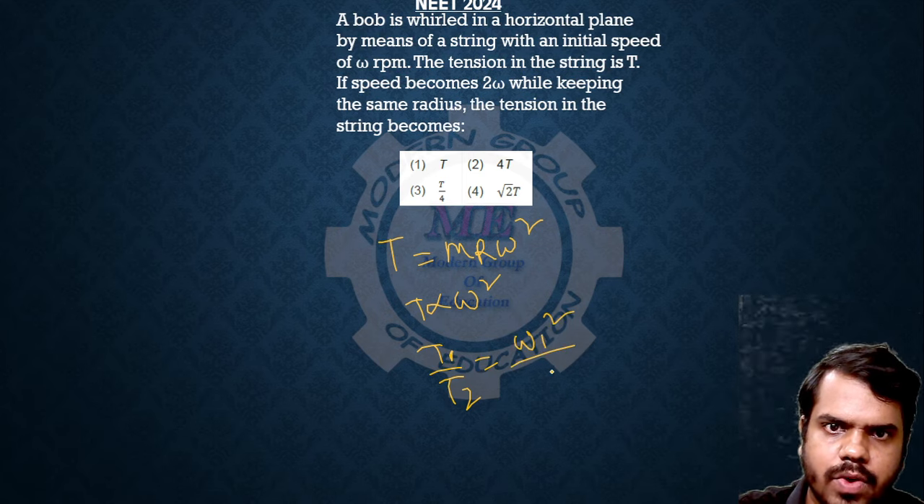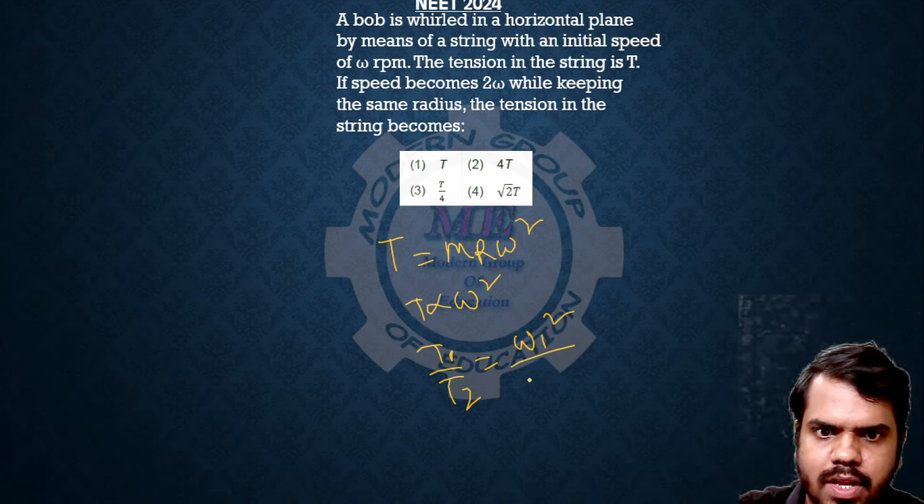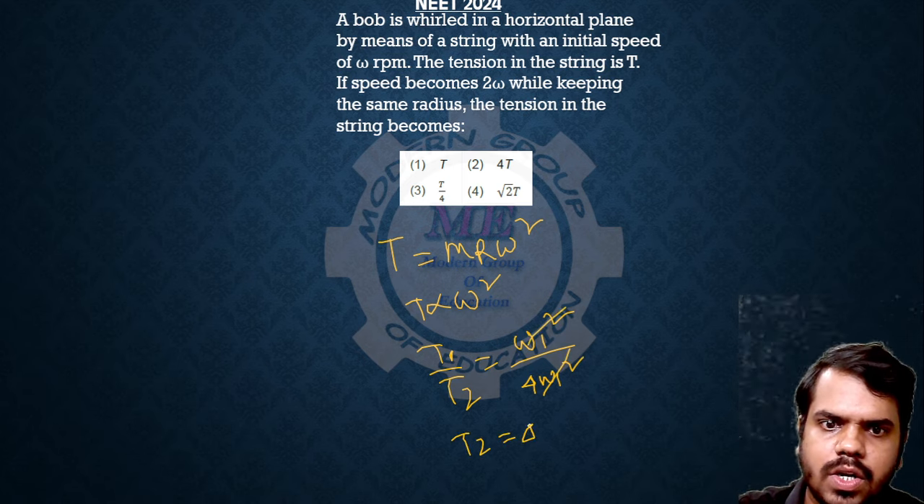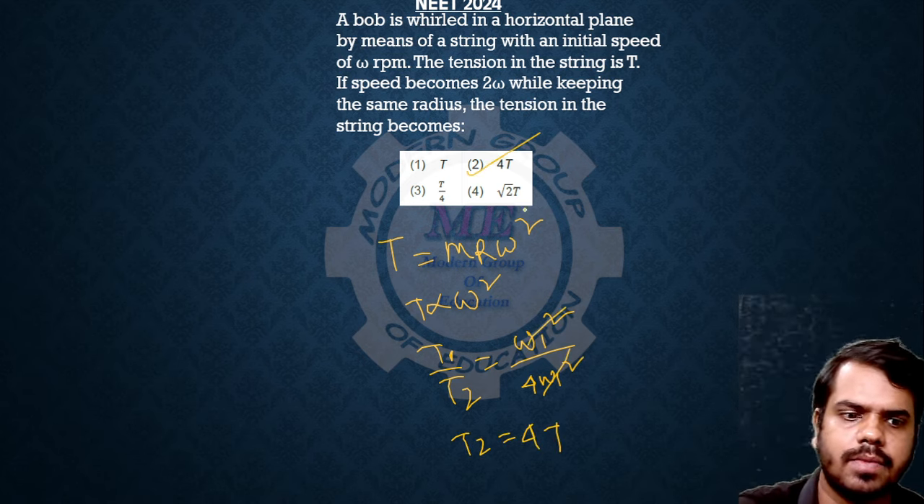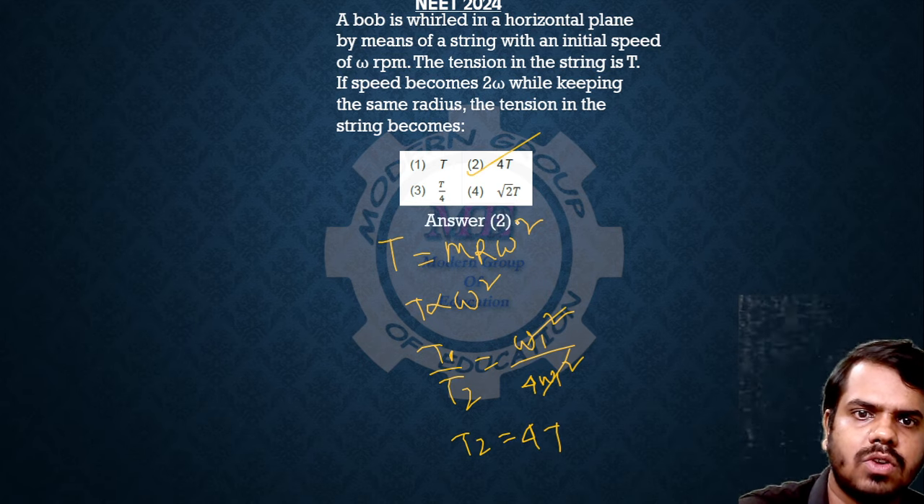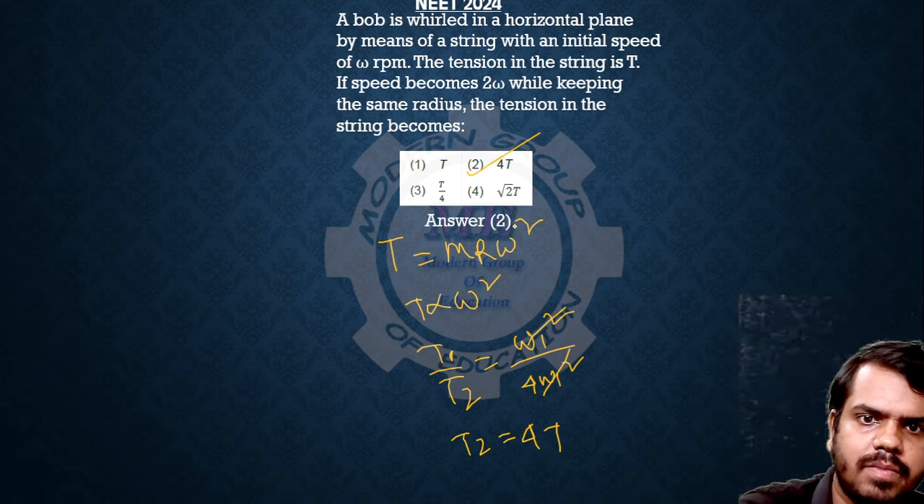So omega 1 square into 2 into 2 omega, that means 4 omega 1 square. So omega 1 can cancel out, T2 will be 4T. This is option 2, correct. Most of the questions we can solve within 1 minute, within 50 seconds, 40 seconds.